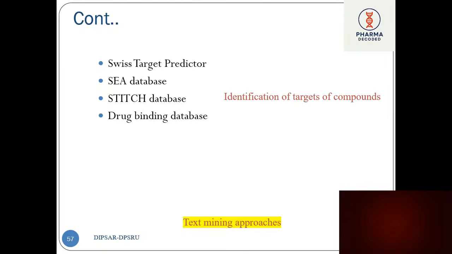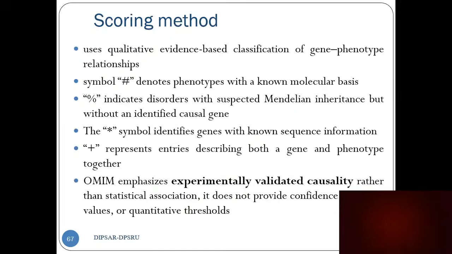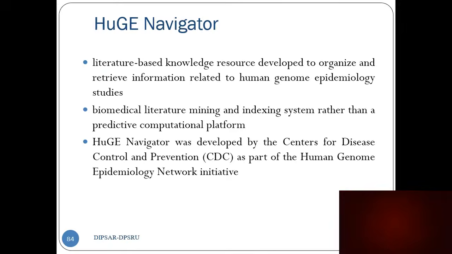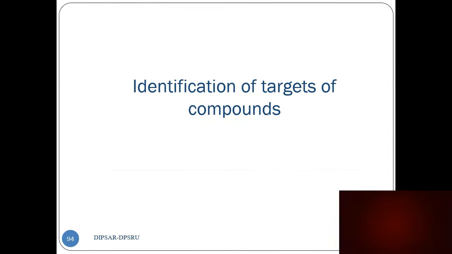So how can you do it? Swiss Target Prediction is there. I have already explained these, so I am skipping this part, but read about these again and again, and copy these. Now this is the second step: identification of targets of the compound. The compound can be your natural compound, newly synthesized new chemical entities, new analogs, whatever. So the compound can be anything.